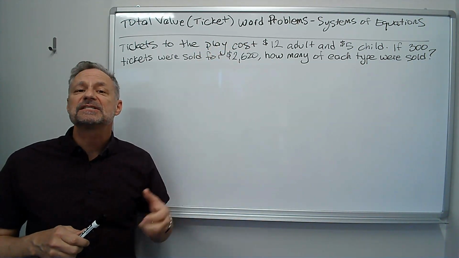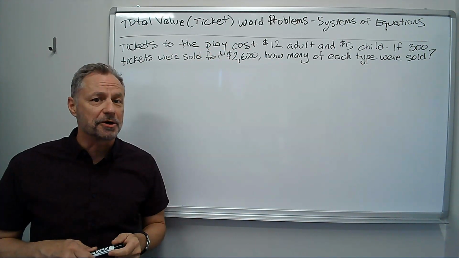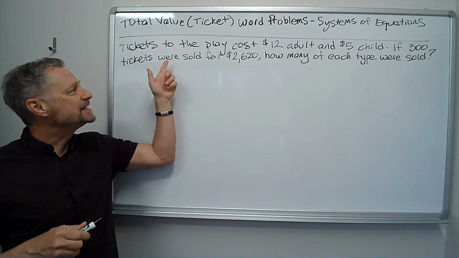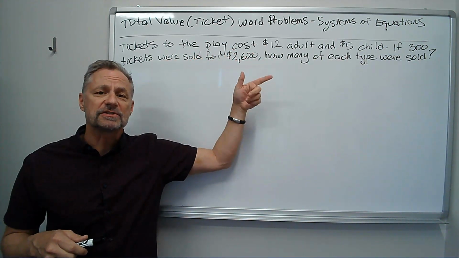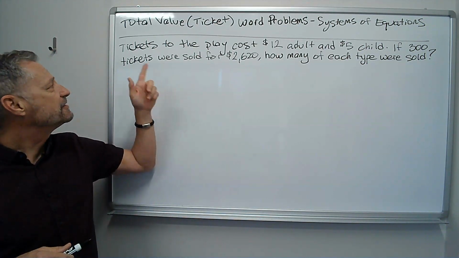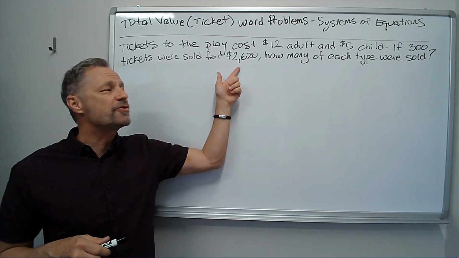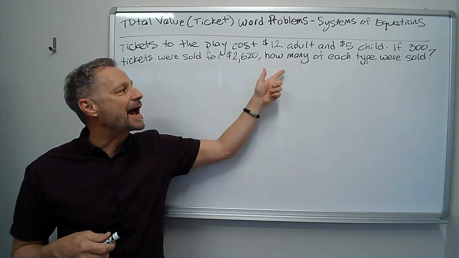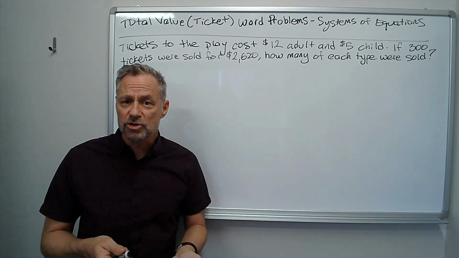We're using systems of equations because we're going to have two variables. Okay, so tickets to the play cost $12 for adults and $5 for children. If 300 tickets were sold for $2,620, how many of each type of ticket were sold?